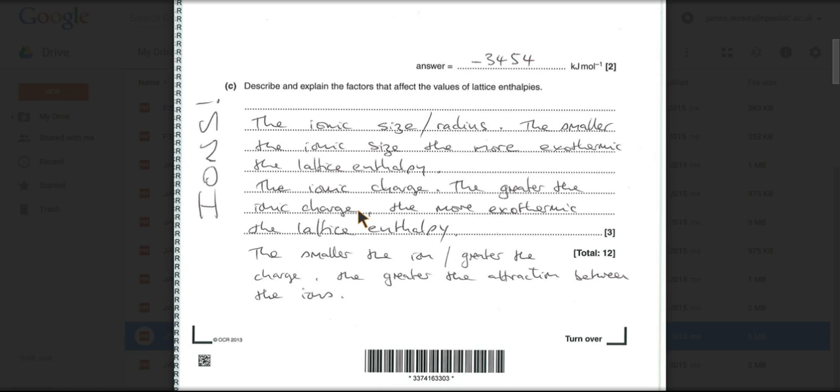Then just combine those two things together. The smaller the ion and the greater the charge, the greater the attraction, and therefore the more exothermic the lattice enthalpy is going to be. I've written up in quite large capitals there, it's all about ions. The most common thing I see when I'm marking these is atomic radius. We're not talking about atoms here, we're talking about ions.